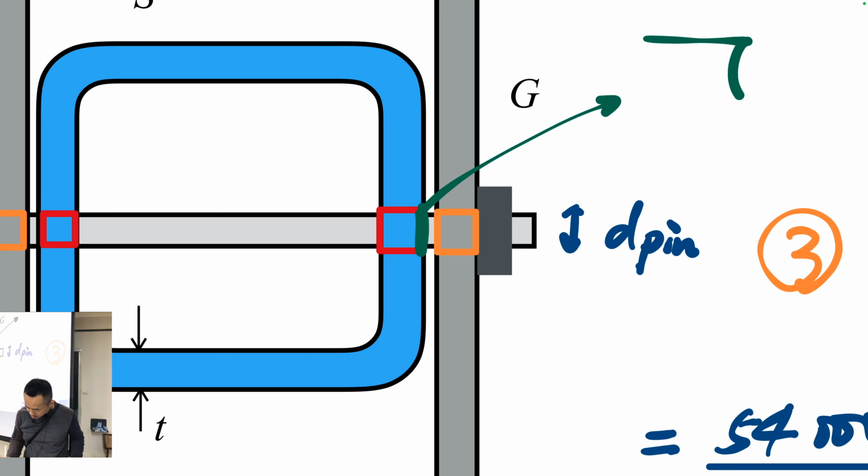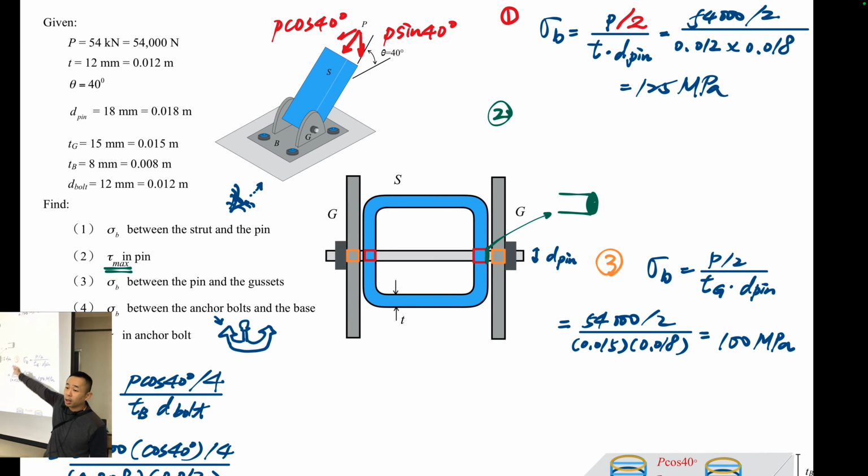So you can see that it must have some shear acting on the interface. Okay? And then I'm going to determine this tau max in the pin. And I will explain to you why it's called tau max. Why not just tau? I will explain to you later. But now just trust me. Okay, this is tau max, and I will prove it to you later.